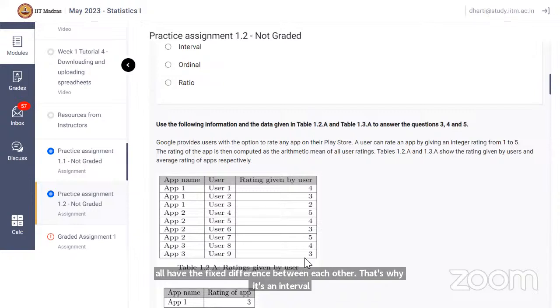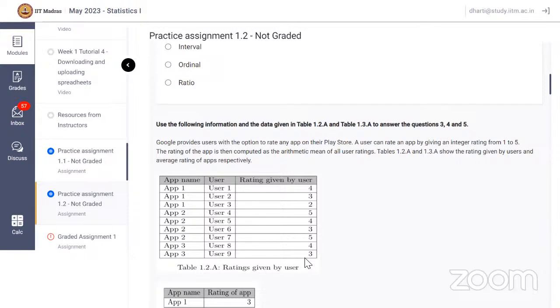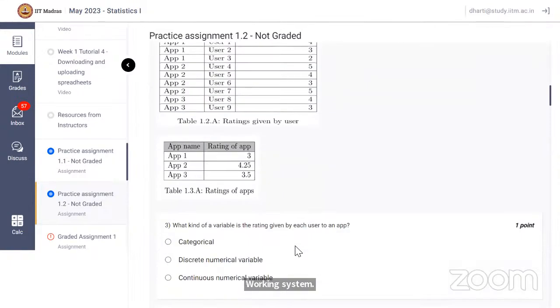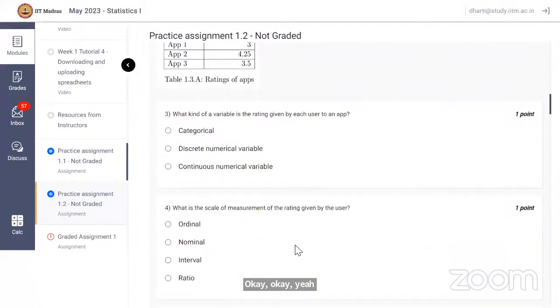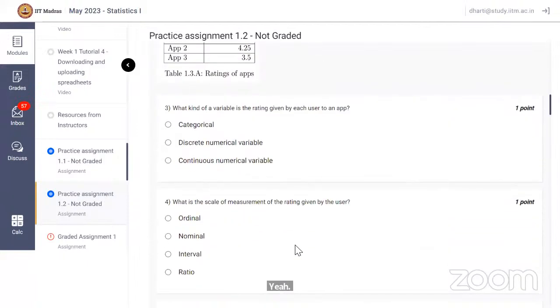Ma'am, is there any other context in which we treat this categorical, ordered data as interval scale besides this rating system? Like, you have to see the data only. That's the only way. Okay, yeah. It's dependent on how we are going to interpret it. Okay.